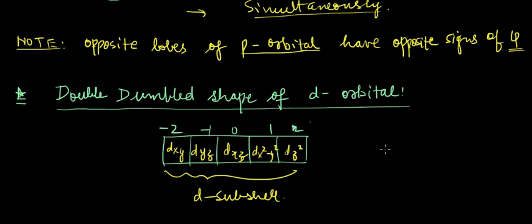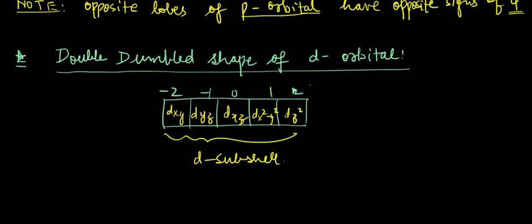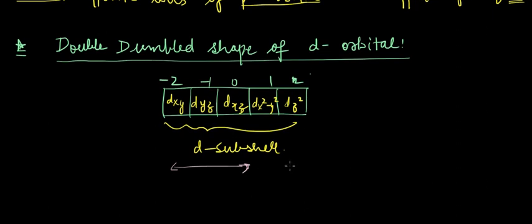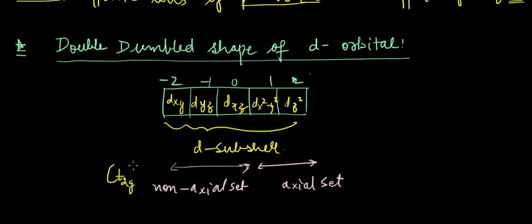Out of these, dxy, dyz and dxz would be called non-axial set, and these would be called axial set. These are also termed as T2g and Eg.